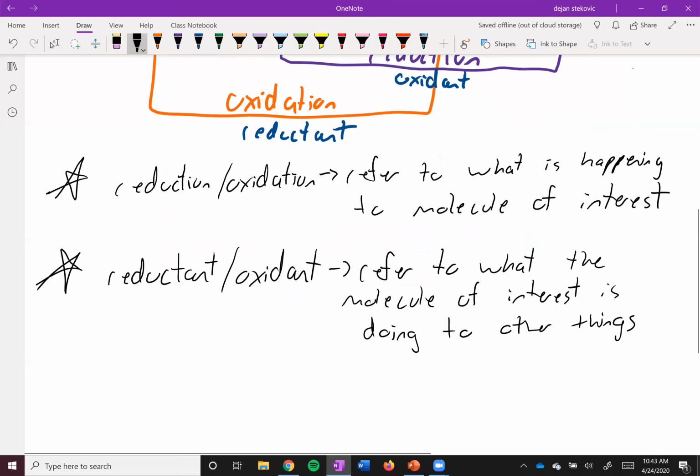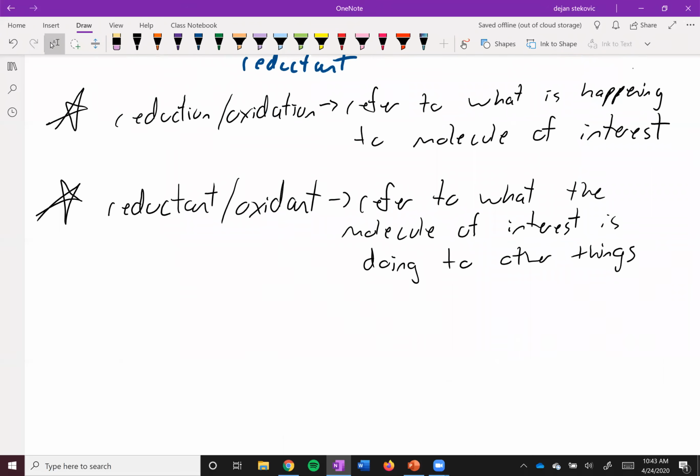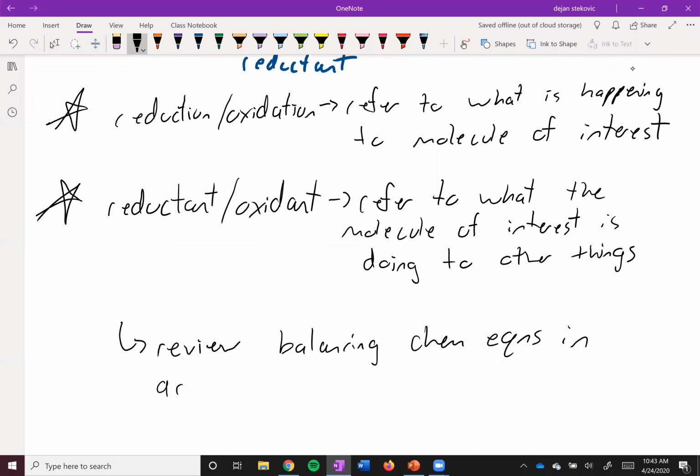So make sure you're familiar with this stuff. It should all be review. And then the last thing you want to review is balancing chemical equations in acidic and basic water, and do that on your own. It's 17.1 to 17.2 in your book, using the half reaction method.